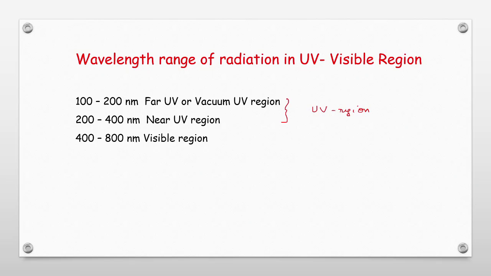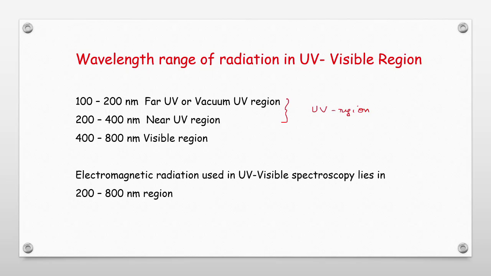From 400 to 800 nanometers is the visible region. Now for carrying out the UV visible spectroscopy, the vacuum UV region is not used. So the electromagnetic radiation used in UV visible spectroscopy lies in 200 to 800 nanometers, which is covering from UV to the visible region.